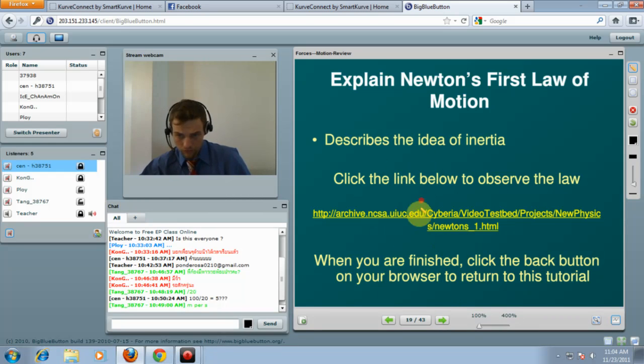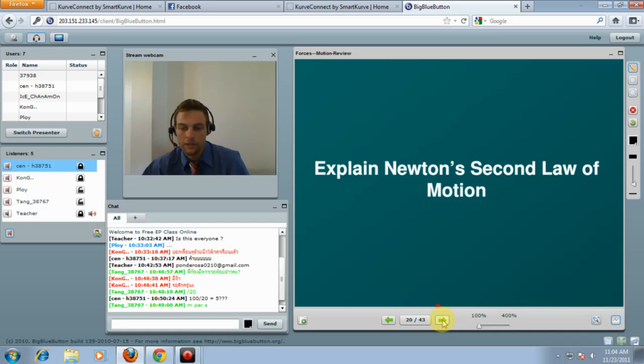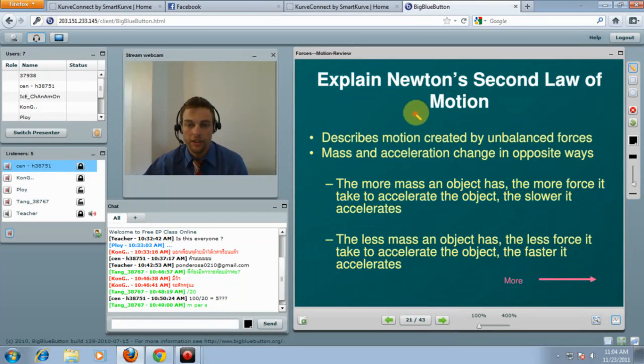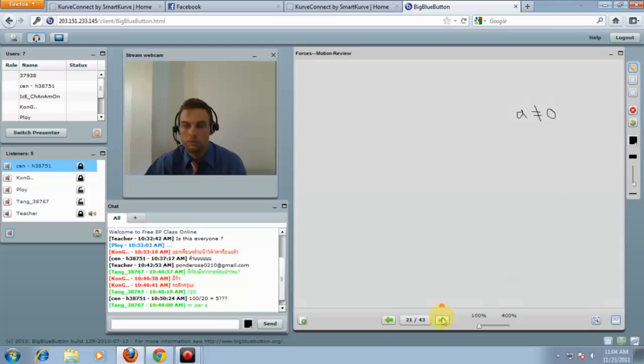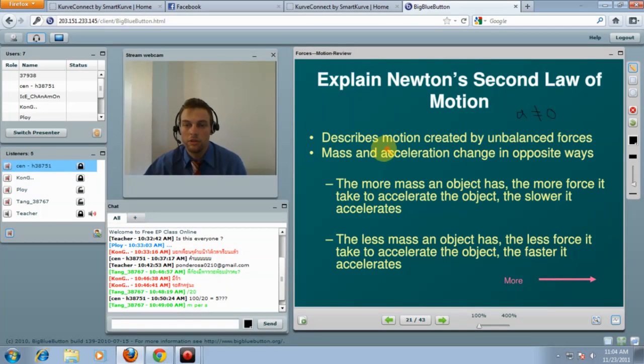Okay, so hopefully this gives you a little insight as to how this kind of law can be used in real life. So Newton had several laws. He had three main laws. His second law describes motion created by unbalanced forces. So now we're talking about unbalanced forces. So A does not equal 0. A does not equal 0 in an unbalanced force.